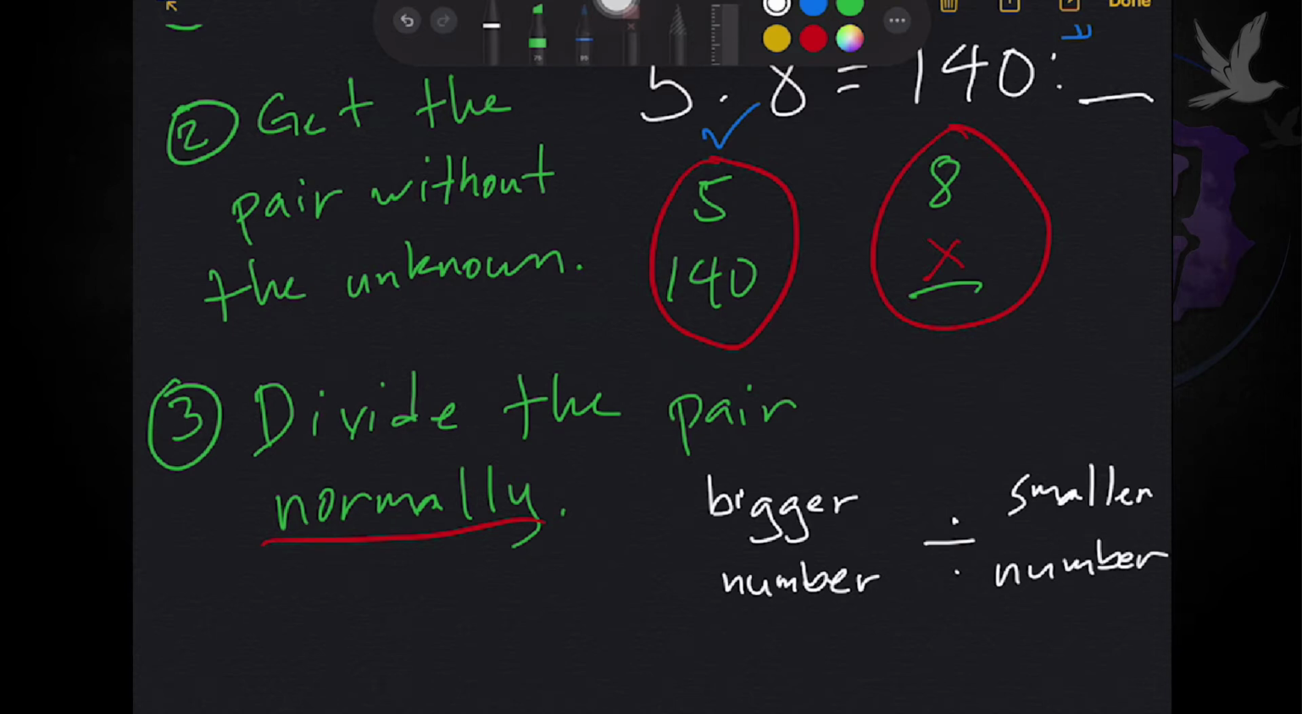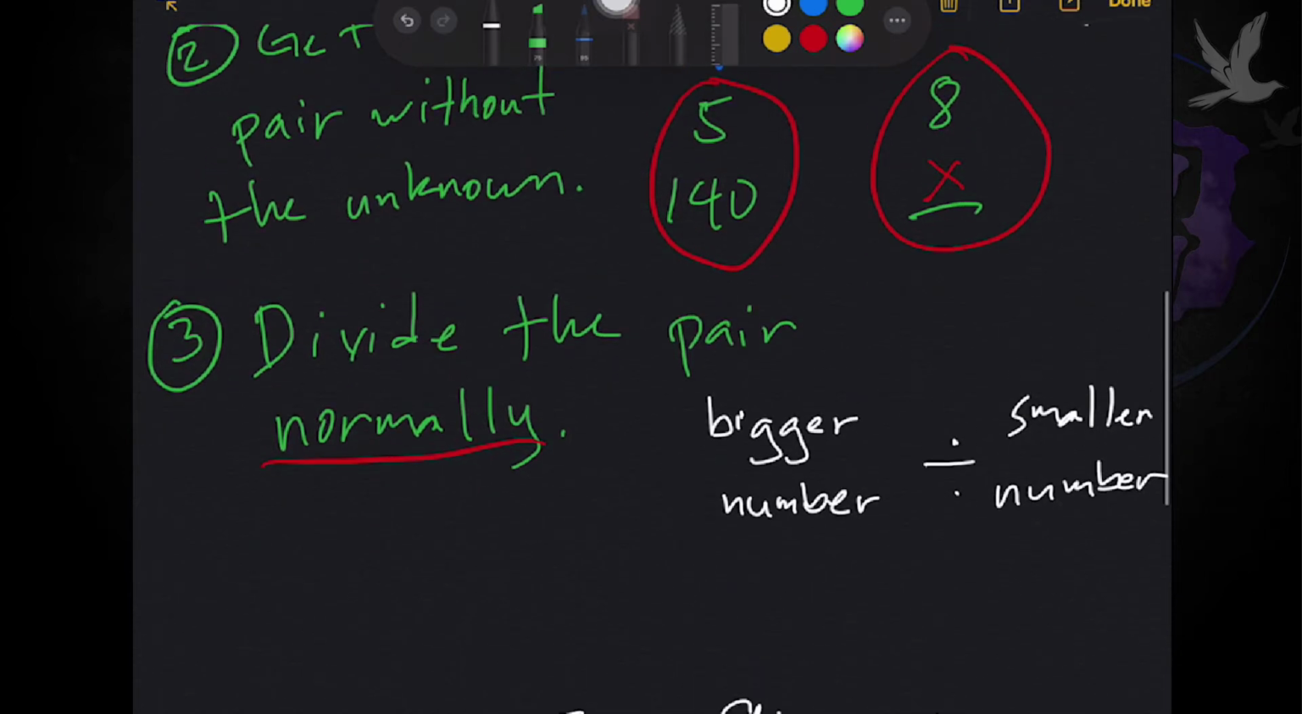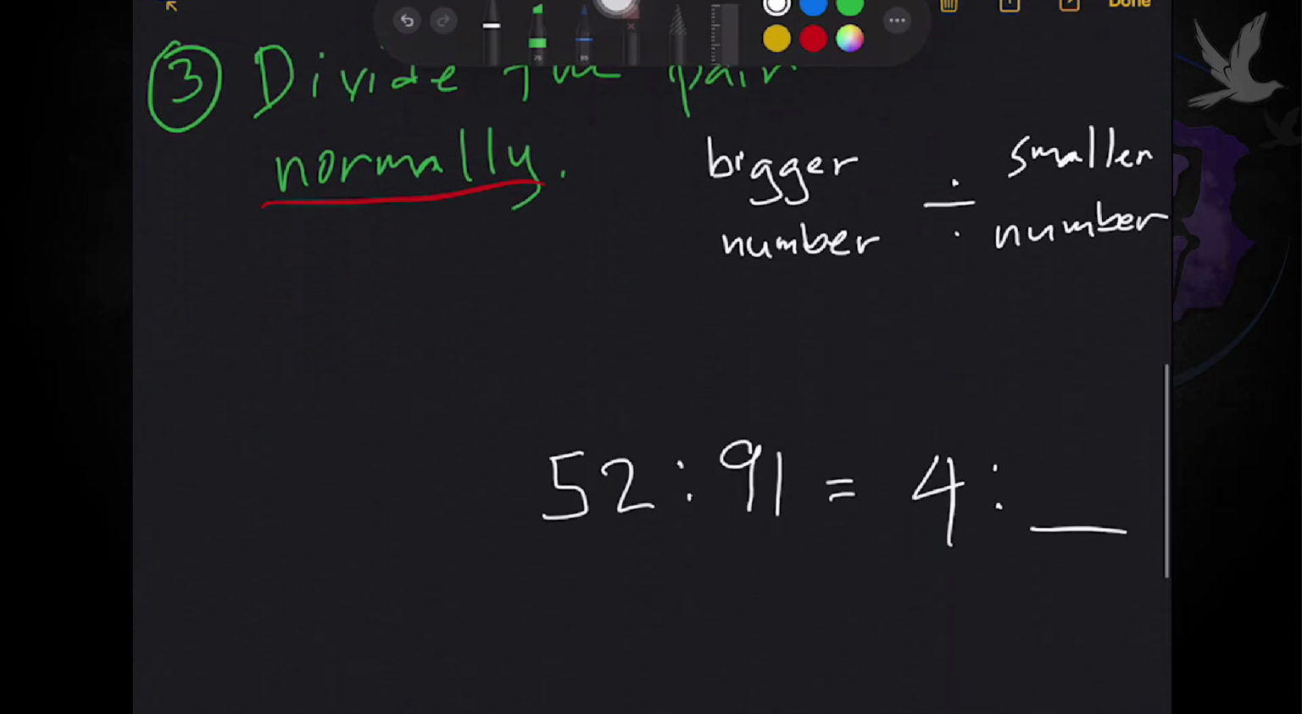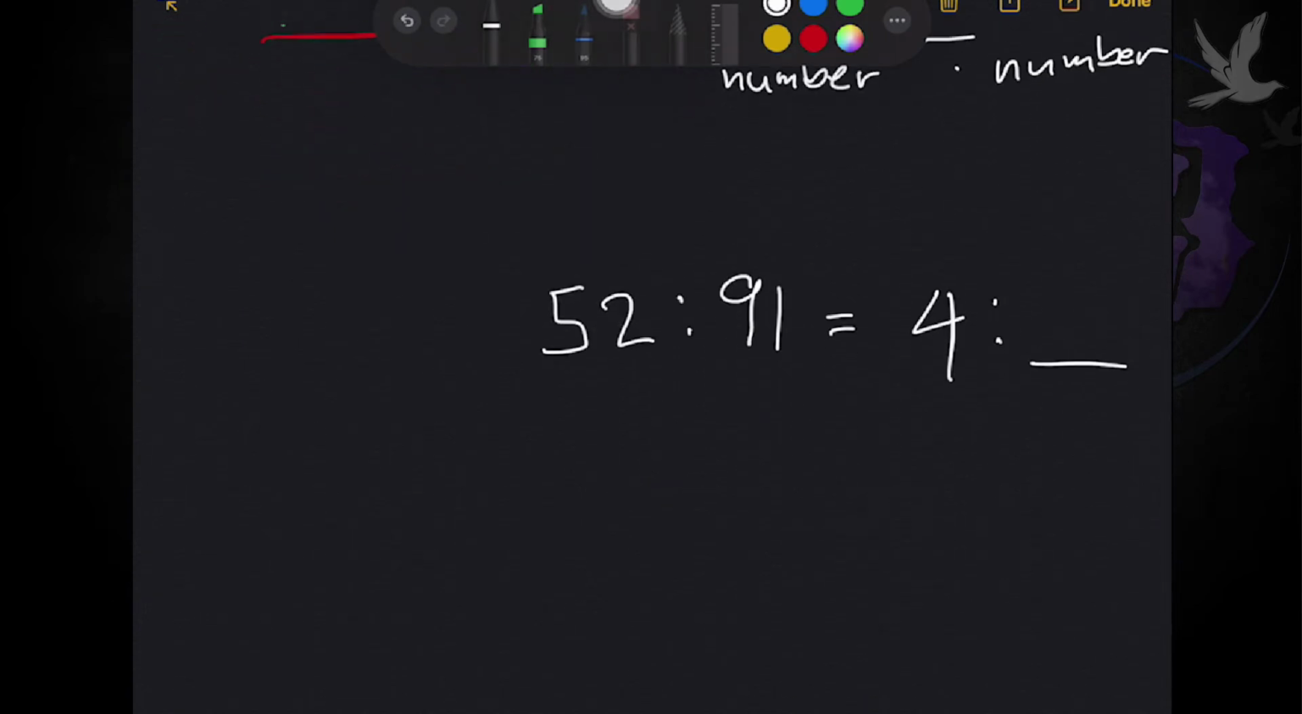Okay, that's a must. Even if we are going to switch places, even if you're going to switch the position of 5 and 8, kahit pa yan. I'll just erase this and move it somewhere muna. I'm going to use this later. Write this here: 52 is to 91 equals 4 is to blank.